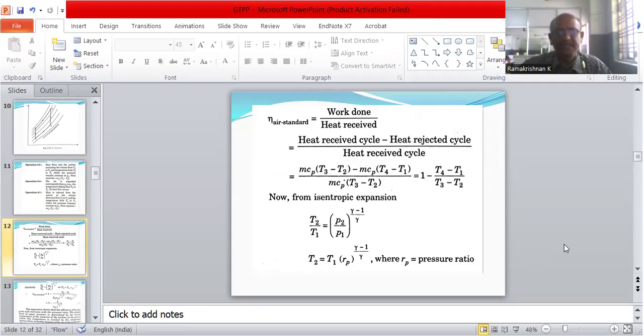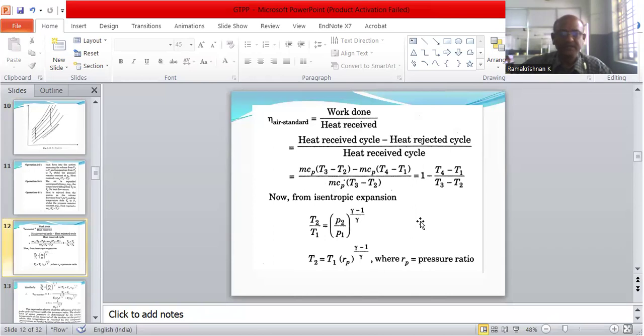For this closed cycle, the air standard efficiency is the work done divided by the heat received. Here, the work done is the heat supplied to the cycle minus the heat rejected. The heat rejected is not useful to the plant, so it is to be subtracted. Heat received is m Cp into (T3 minus T2), heat rejected in 4 to 1 is m Cp into (T4 minus T1). Upon simplifying, efficiency equals 1 minus (T4 minus T1) divided by (T3 minus T2).